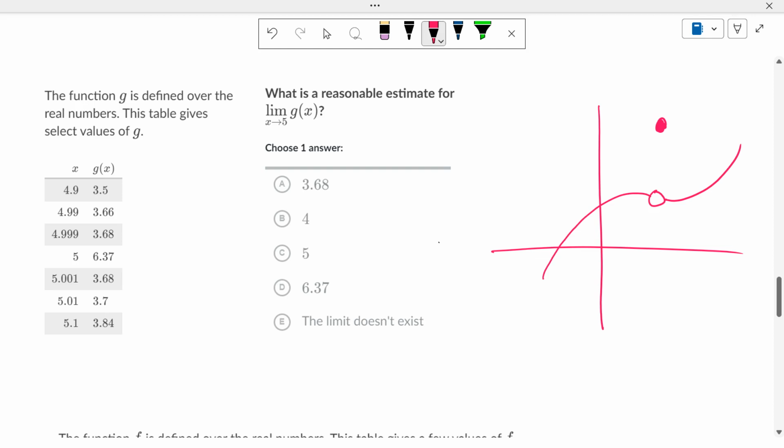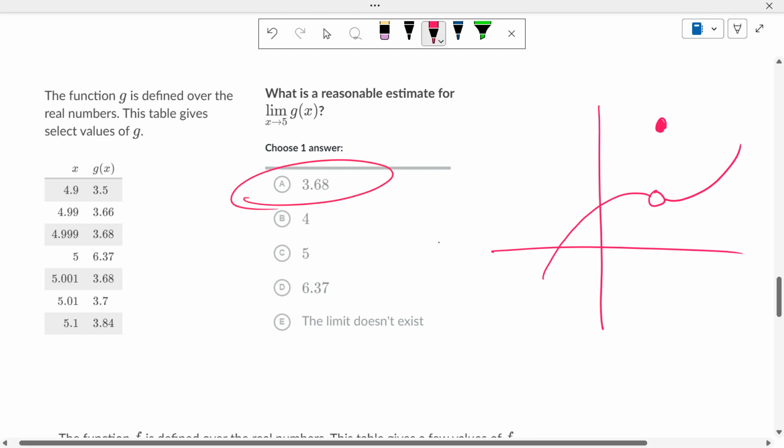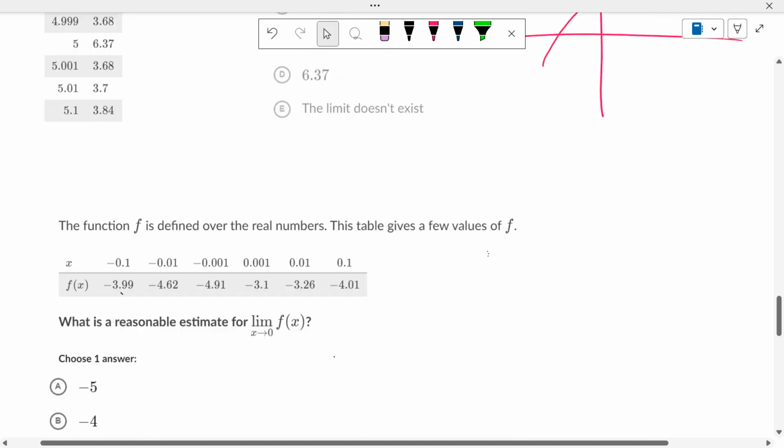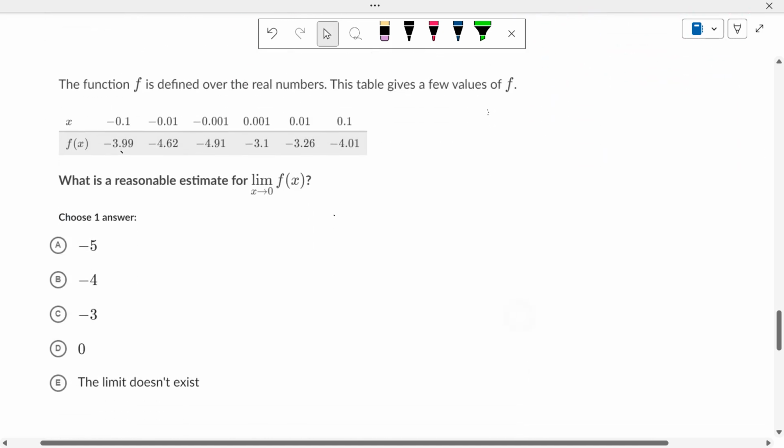Okay? So it is choice A, 3.68. Okay? Because this is like up at 6.37. This is 3.68. Okay? Oh, actually, yeah. No, I was right. I just looked at something and had a really quick brain fart there.